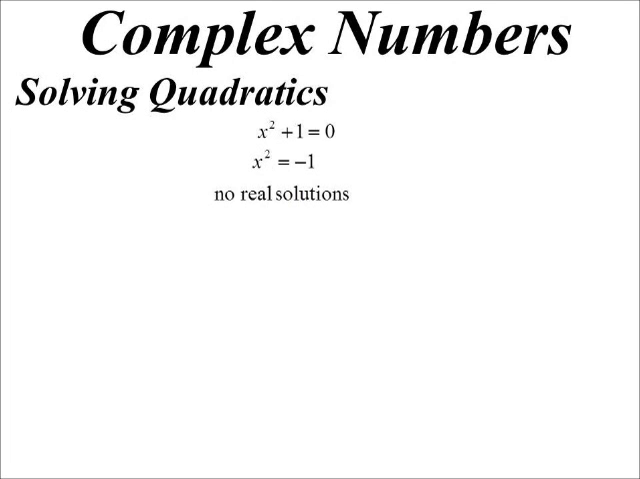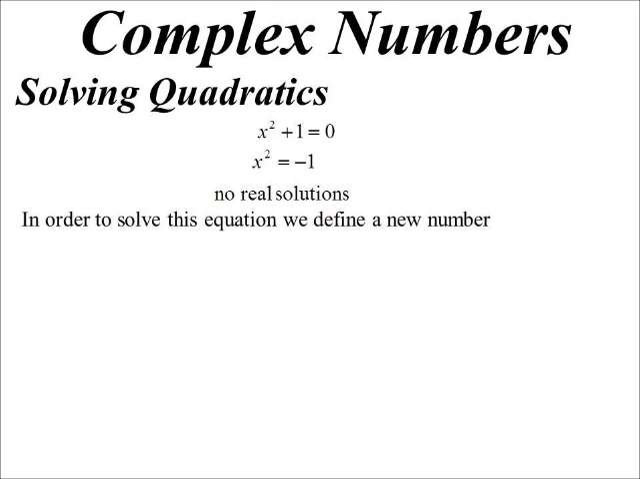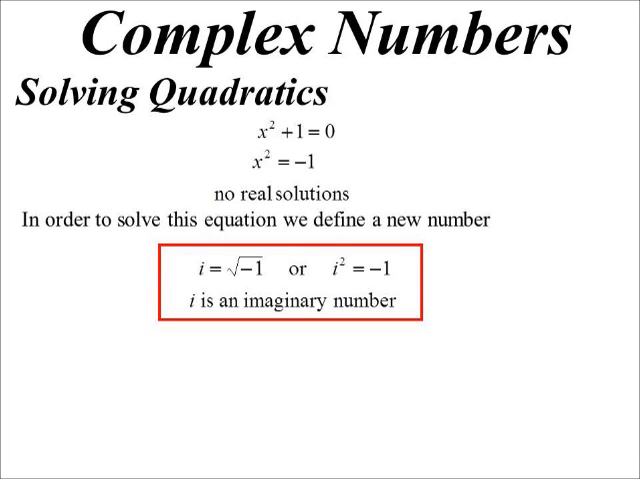X squared equals negative 1, and of course up till today we'd say, oh, well, there's no solutions. What we really should have said is there's no real solutions, because there are solutions. So to solve it, we define a new number. That new number actually turns out to be a letter, and that letter is i, and i represents the square root of negative 1, or more accurately, i squared is negative 1. Okay, so i is the number that when we square it, we get the answer negative 1, and we call i an imaginary number. It's an unfortunate word.